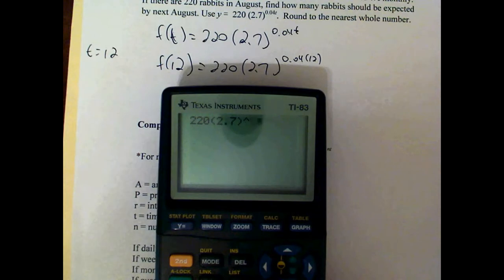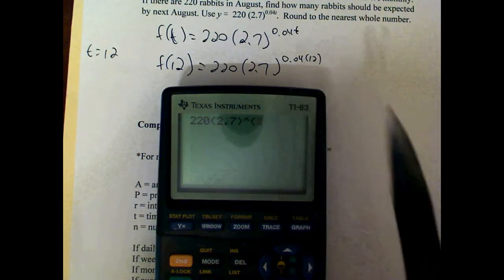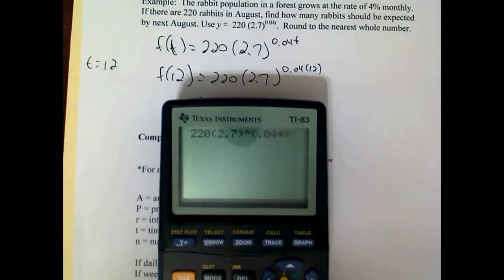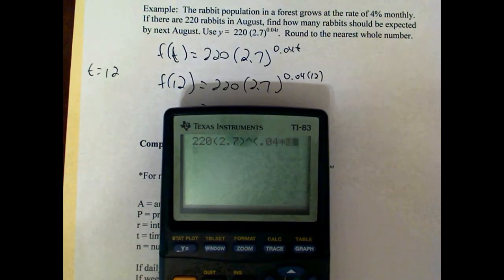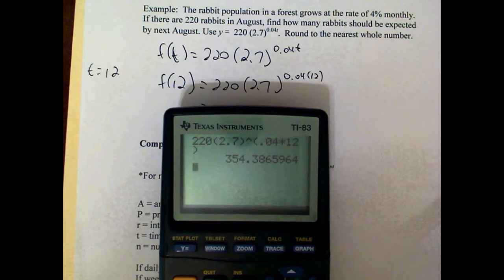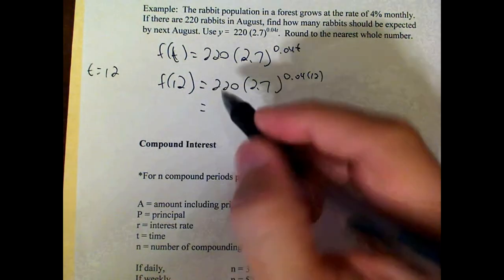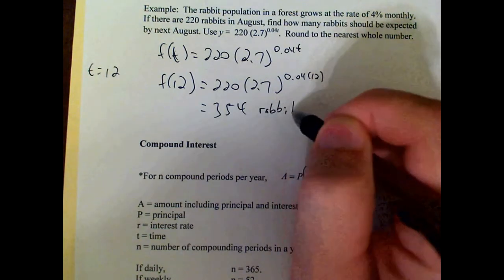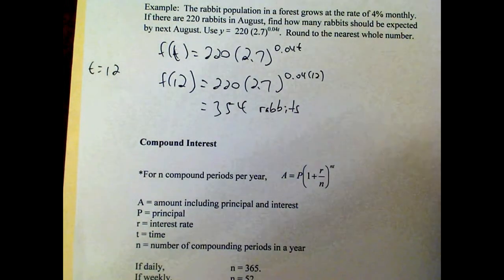I'm going to hit parentheses again because I got two numbers in my exponent. I'm going to type that in all at once. 0.04 times, I'm using the times symbol in this case, the asterisk, times 12. Close parentheses and then hit enter. That tells me I'm going to have approximately, well, it says round to the nearest whole number, so I'm going to have 354 rabbits. So the only issue is do you know how to use your calculator?